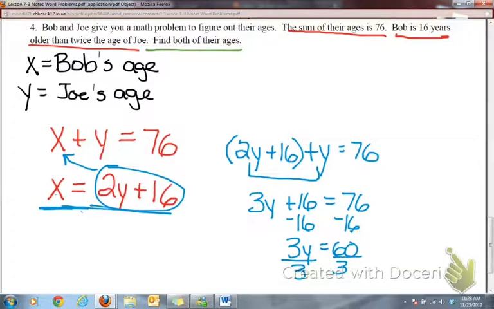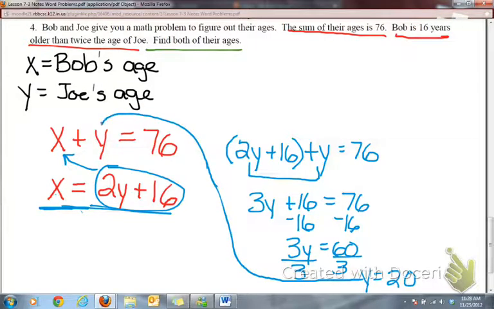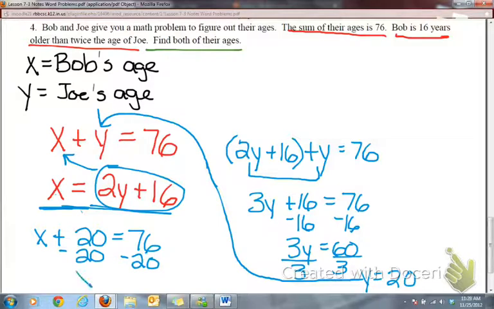And y equals 20. That was somebody. Who was that? Joe. So Joe's 20 years old. Now, to figure out what x is equal to, you have some choices. You can put that back into either one of the original equations. I'm going to go back up to the top and put y equals 20 right in there. So x plus 20 equals 76. Subtract 20. And x equals 56.